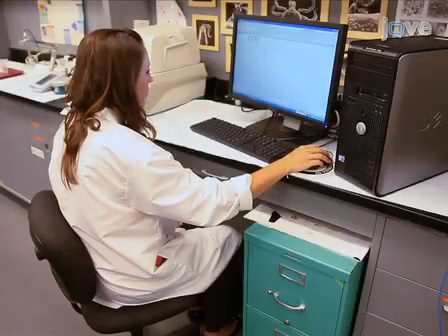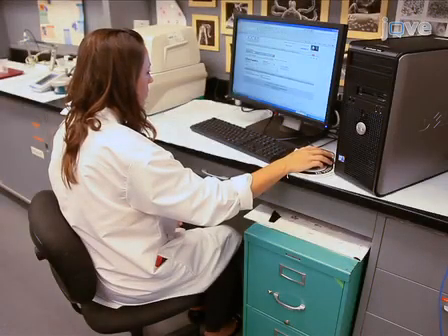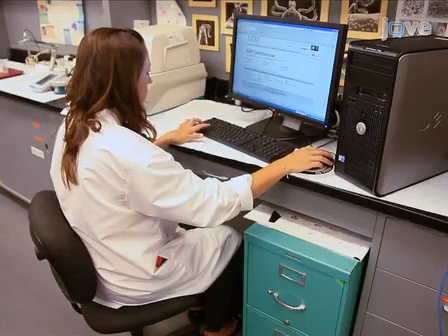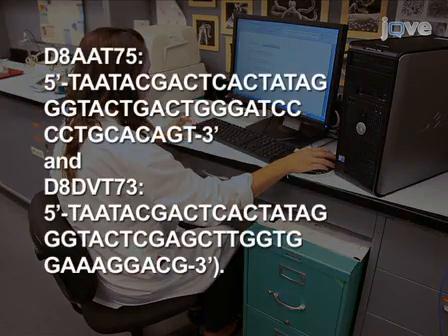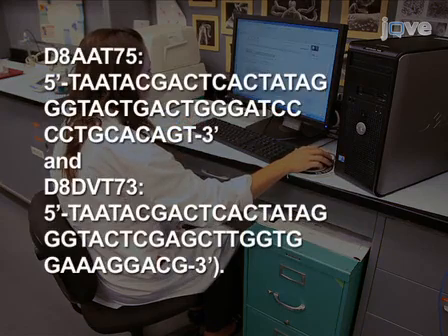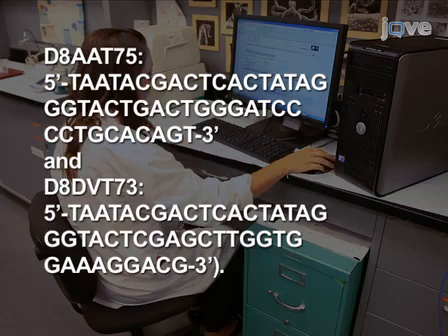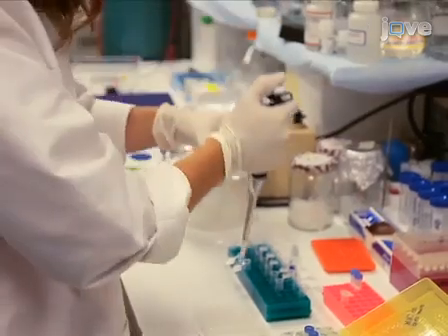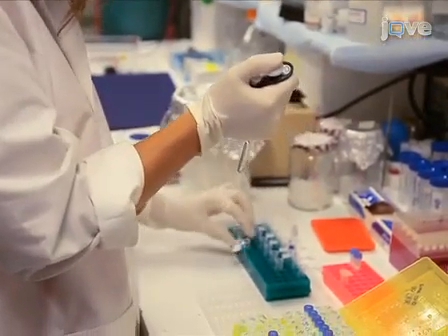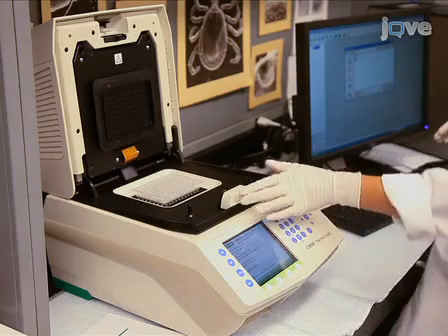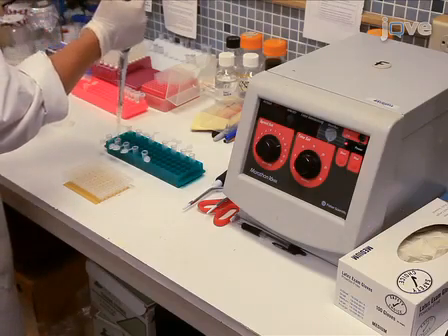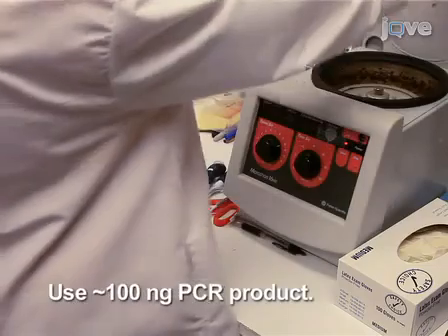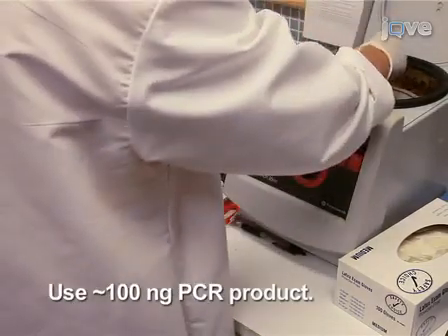To generate double-stranded RNA, first synthesize oligonucleotide primers containing T7 promoter sequences for in vitro transcription of RNA. For example, for Dermacentor variabilis subbolison, use the oligonucleotide primers D8AAT75 and D8DVT73 shown here. Amplify the target gene by RT-PCR using 10 picomoles of each oligonucleotide primer and 1 to 10 nanograms of tick total RNA. Next, purify the PCR product, then use 8 microliters, or approximately 100 nanograms, to synthesize double-stranded RNA.